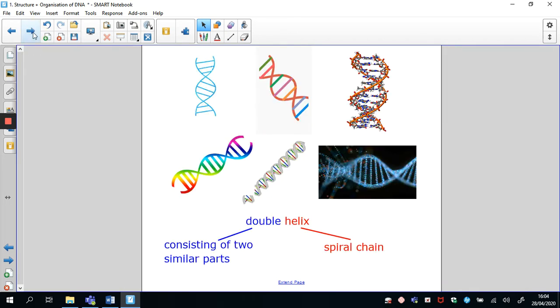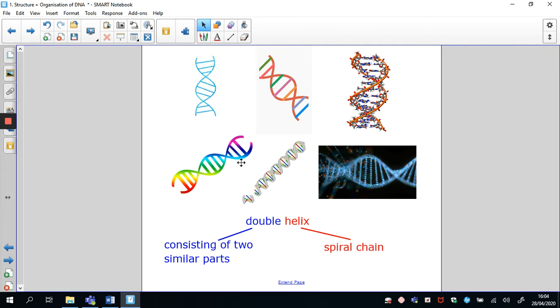Okay, so here I've got lots of pictures of DNA, right? You can Google it, there's hundreds and hundreds. That's a very complicated looking one, that's obviously some fancy animation that's been made, but they all show the same thing. No matter what colours they're using or what the drawings look like, they are all a double helix. Double, obviously meaning made of two parts, and helix like a spiral, okay?